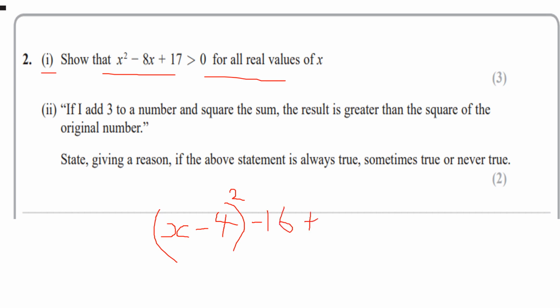okay, and then plus 17. Now simplifying this by collecting like terms, our numbers here, I'm going to have x subtract 4 all squared plus 1. Okay, now from here we can clearly see that this will always be greater than 0, and the reason for that is even when x is equal to 4, so 4 subtract 4, that'll be 0. 0 squared is 0, plus 1 is going to be 1, so this will always be bigger than 0.